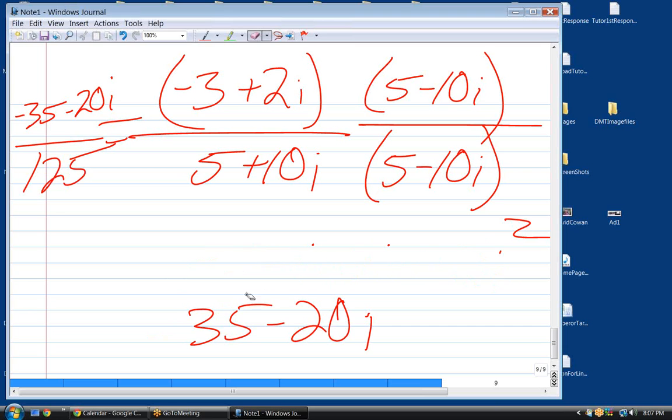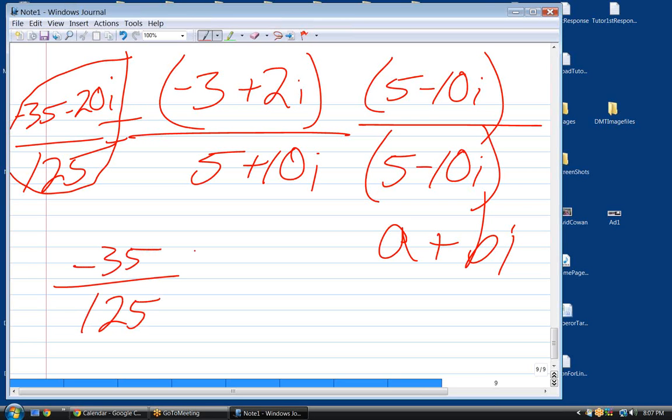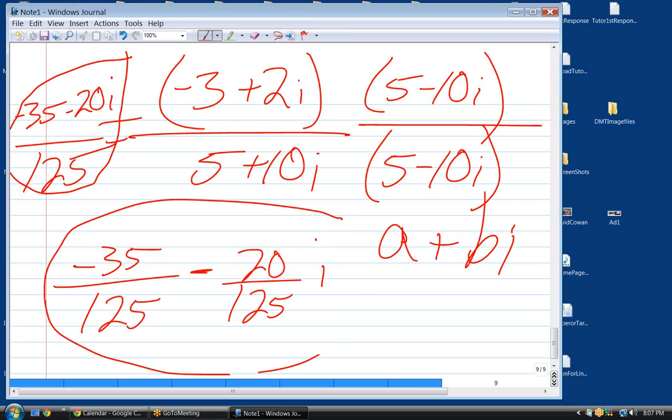Now, one last thing. Standard format for a complex number is a plus bi. Well, we don't really have that in that format. But I can split this into two fractions, minus 35 over 125 minus 20 over 125i. In other words, I take this answer that I have circled, split it into two fractions, and now I have perfect format, a plus bi. Okay?